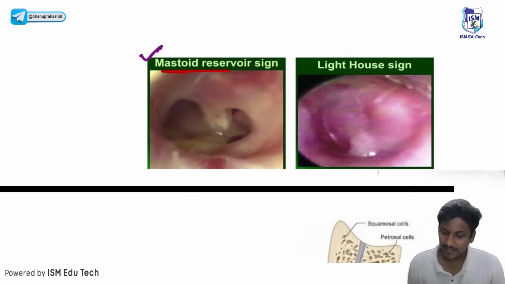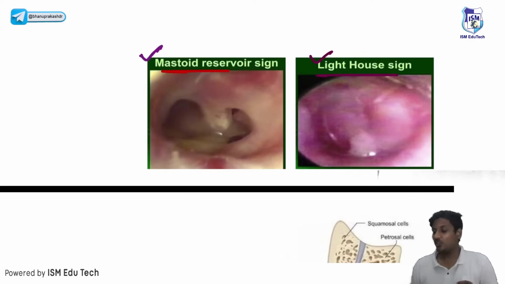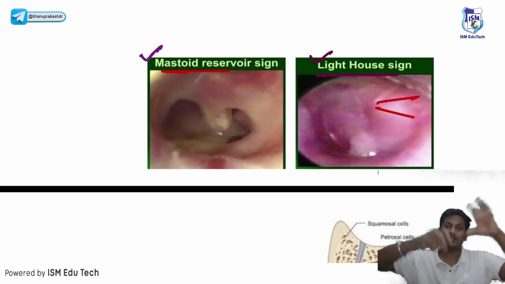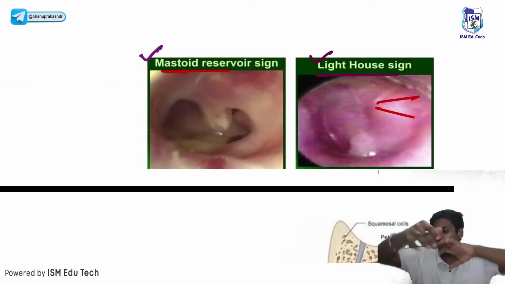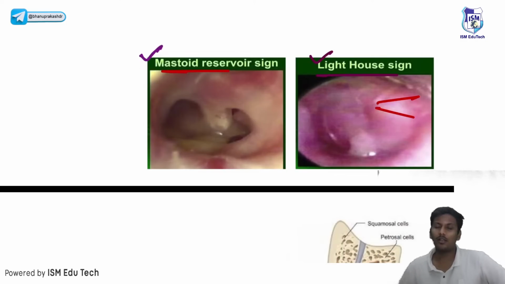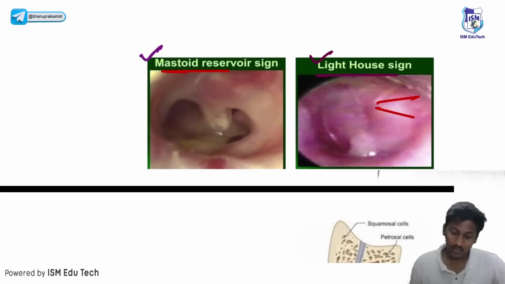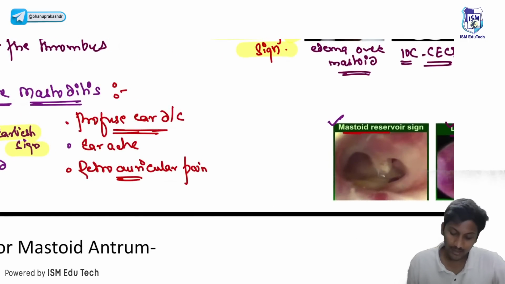Next is the lighthouse sign usually. When you perform an otoscopic examination, the cone of light, or the light reflex, will keep on moving because there is pus behind the tympanic membrane. Therefore, there will be a moving light reflex, which is known as the lighthouse sign. So these are the important things which will be seen.